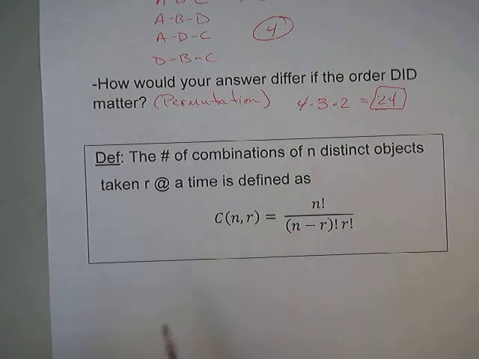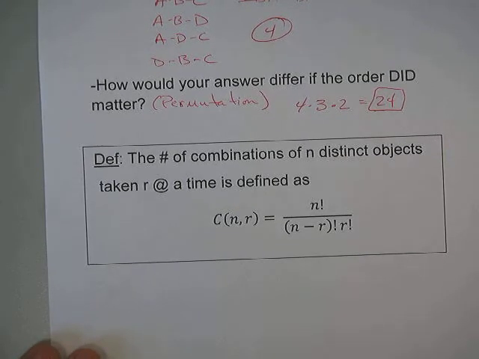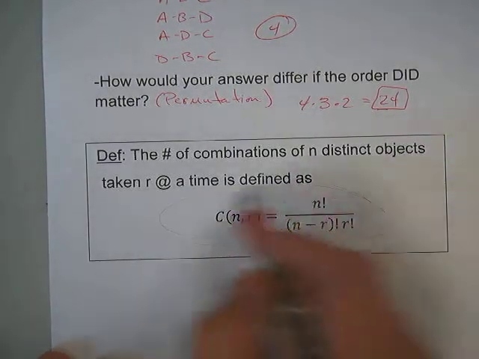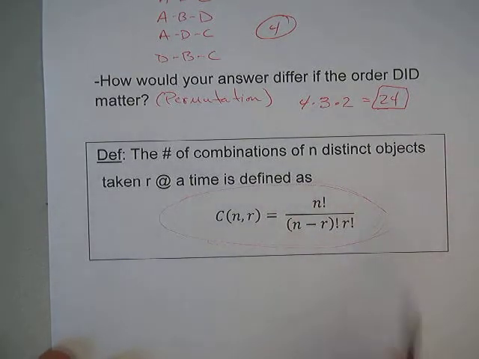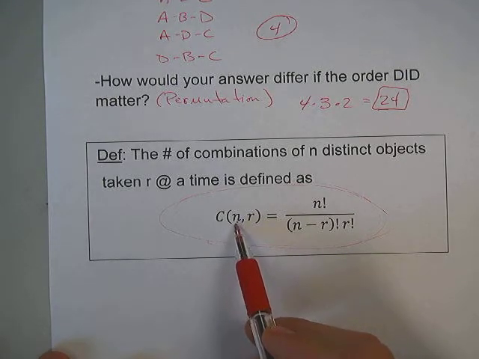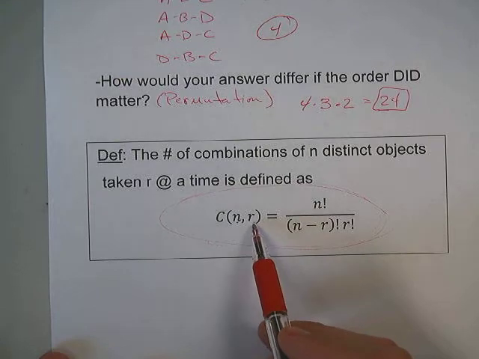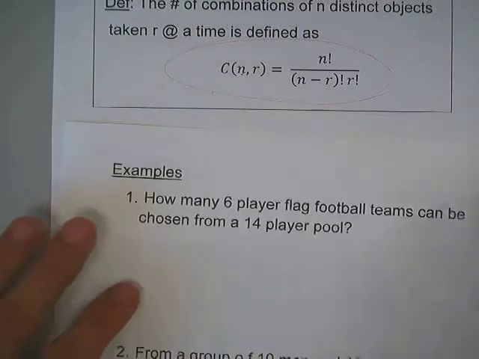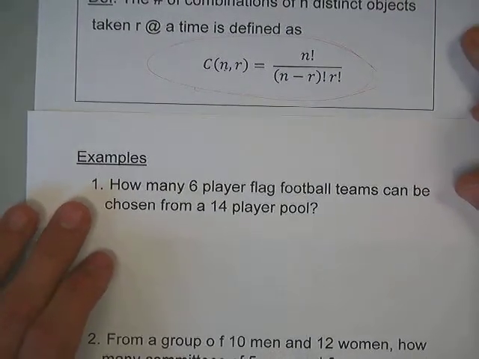Now, combination, very similar to a permutation, has a nice simple little formula for us to use. And here it is. It says the number of combinations of n distinct objects taken r at a time is defined as this. Just like on a permutation, this is actually already programmed into your calculator. We'll talk about how to do that here in just a second. But again, n is the number of objects you're choosing from, while r is the number of objects you are picking. So let's do an example.